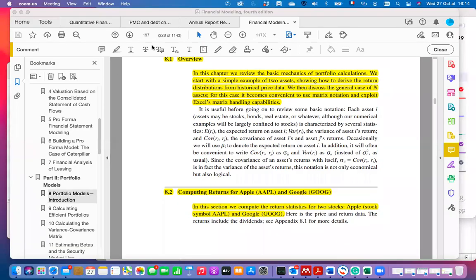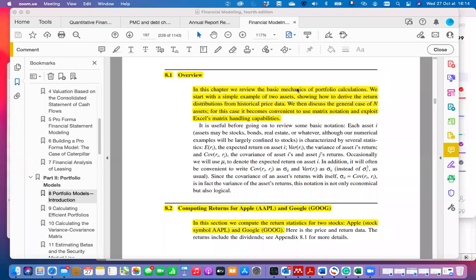Let me share the screen with you. So here we are. That's chapter 8. In this chapter, we review the basic mechanics of portfolio calculations. We start with a simple example of 2 assets, showing how to derive the return distributions from historical price data. We then discuss the general case of n assets, which is more interesting, but also more complicated. For this case, it becomes convenient to use matrix notation and exploit Excel matrix handling capabilities.